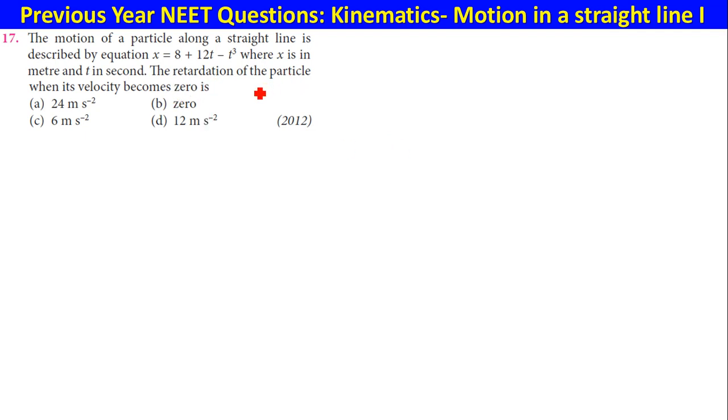Next, the motion of a particle along a straight line is described by this equation where x is in meter, t is in second. Okay, fine. The retardation of the particle when its velocity becomes 0. You need to find acceleration. Retardation is nothing but opposite sense of acceleration. That's it now. X is this.